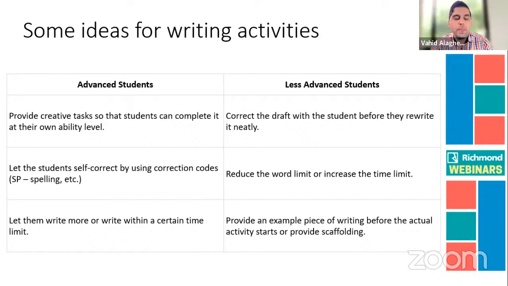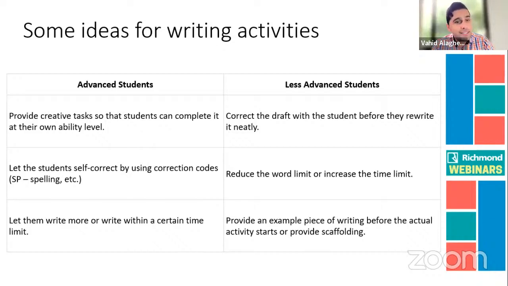As you know, there are many ways to prepare the students. The one that I really like is the first one: correct the draft with the students before they rewrite it neatly. These days we have, for example, a grammar checker or paraphraser, so it maybe makes it easier. However, before that, in the real exam, the teachers can always give them some feedback, and in this case, they can do their best next time.